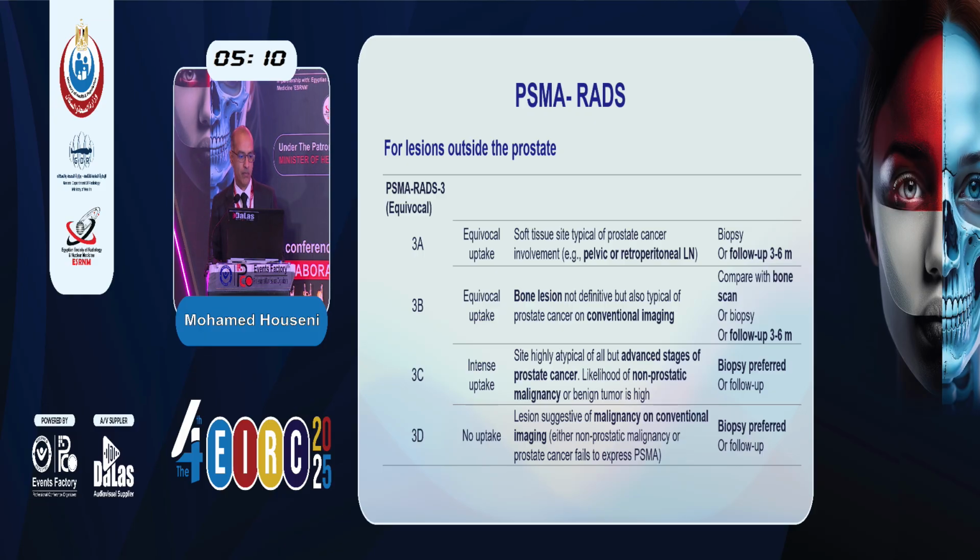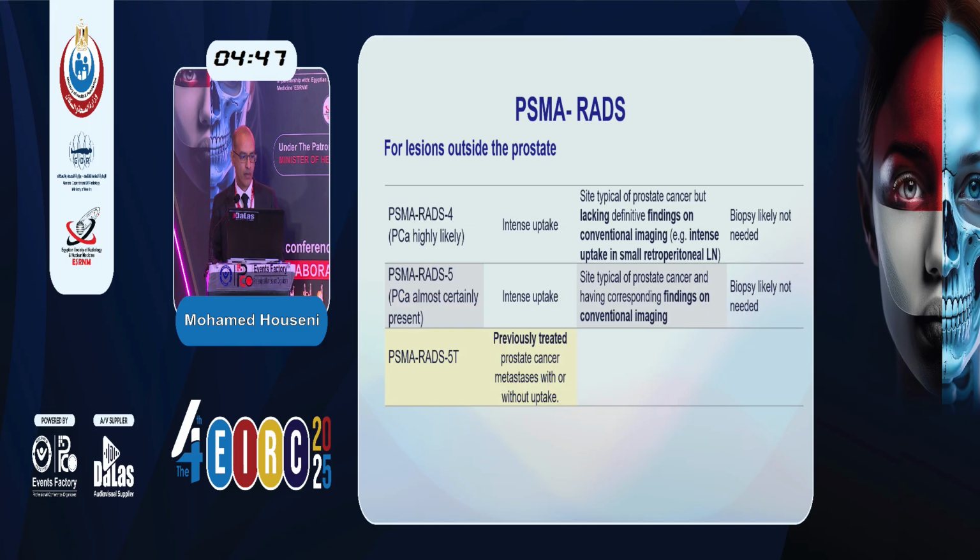but it is unusual to be a metastatic site for prostate cancer. It can be a non-prostatic malignancy. The recommendation is further imaging or biopsy. D, when you are seeing no activity, however, there are malignant features on the conventional imaging, and the recommendation here is biopsy. Now 4, when there is intense activity and it is likely to be malignant. 5, when there is a biopsy indicating a malignancy. And 5T is a previously treated prostate cancer metastasis with or without uptake.